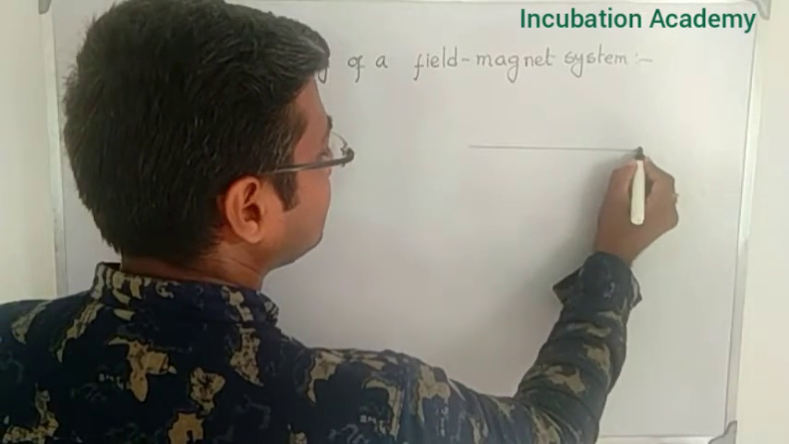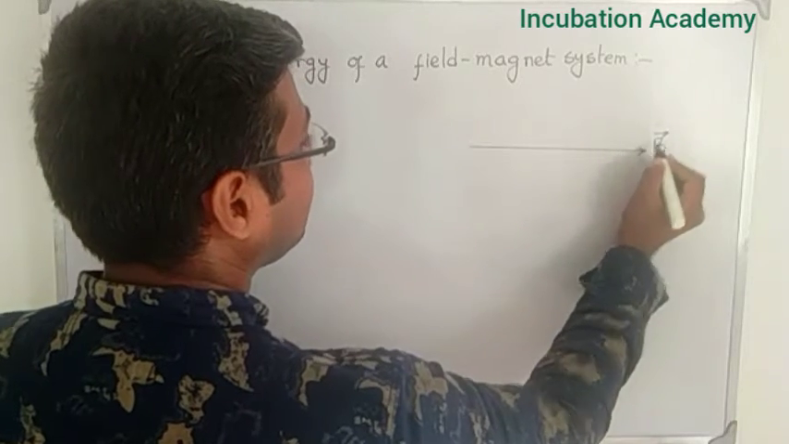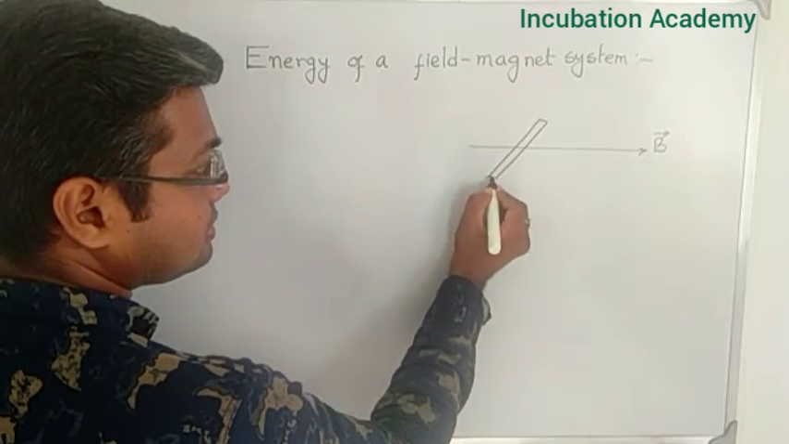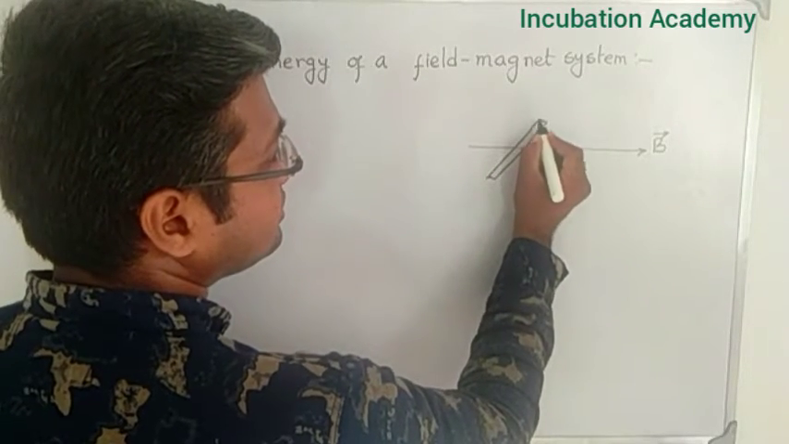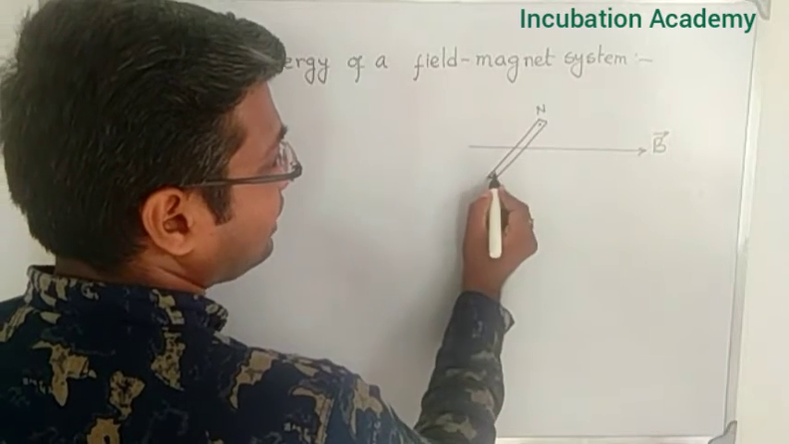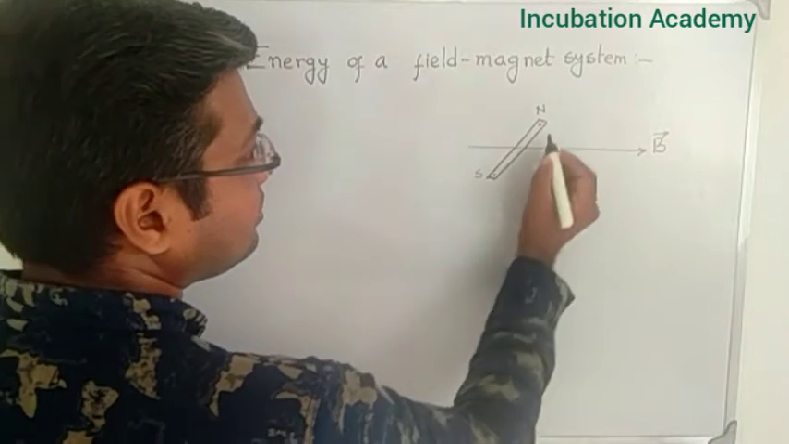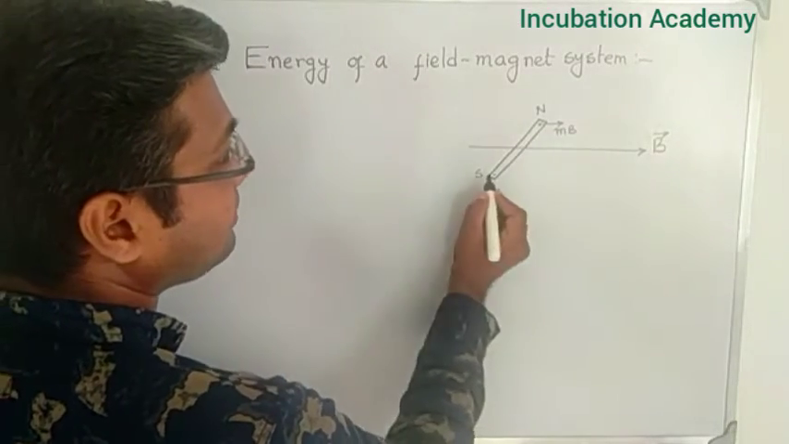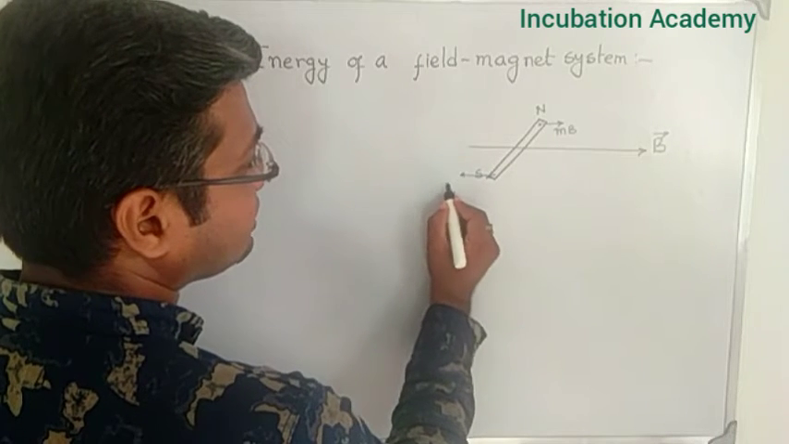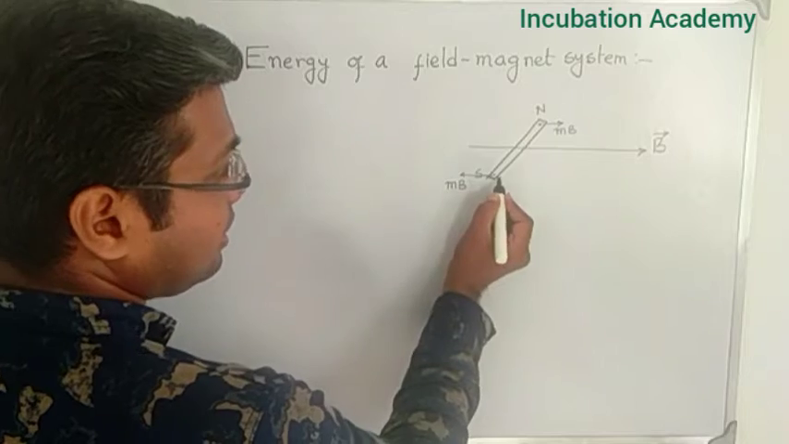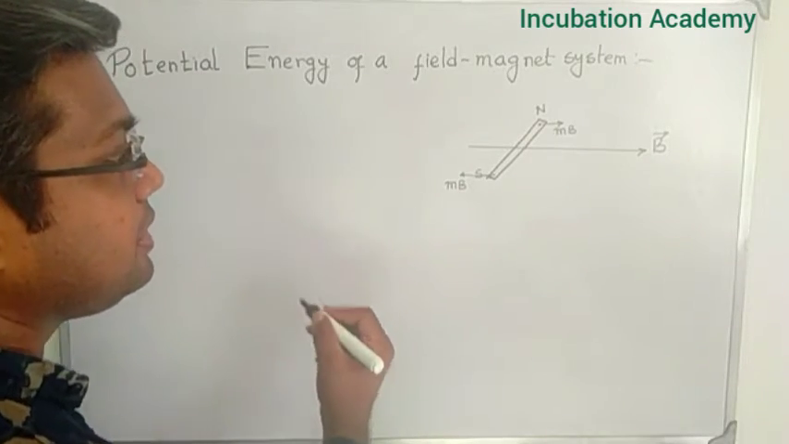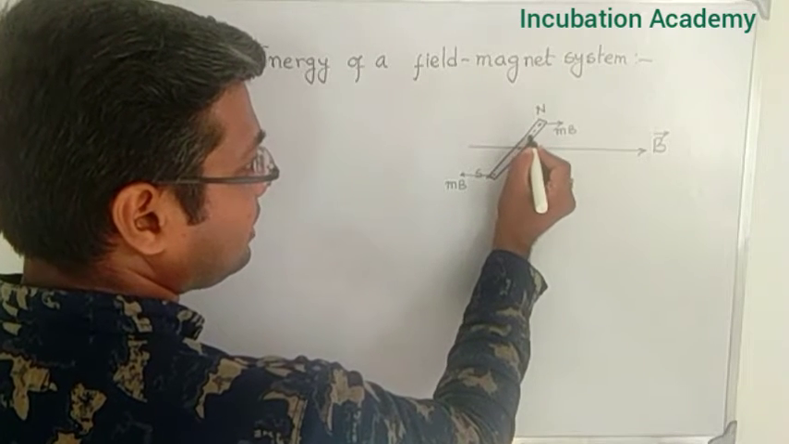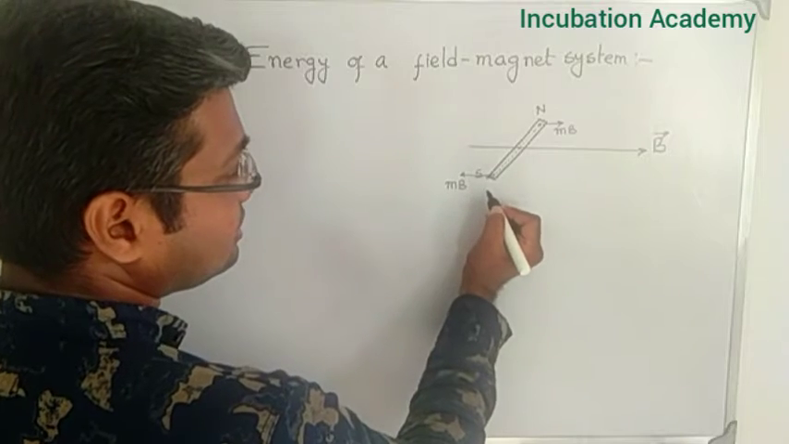So let us consider this is the direction of the uniform magnetic field. A magnet is placed just like this. This is the north pole of the magnet and this is the south pole. We know that the force acting on the north pole is mB along the direction of the magnetic field, and the force acting on the south pole is also mB in the direction opposite to that of the magnetic field. If small m is the pole strength, this is the midpoint and we can say it is the magnetic length.